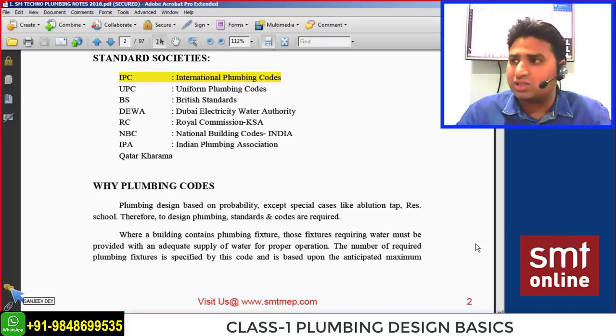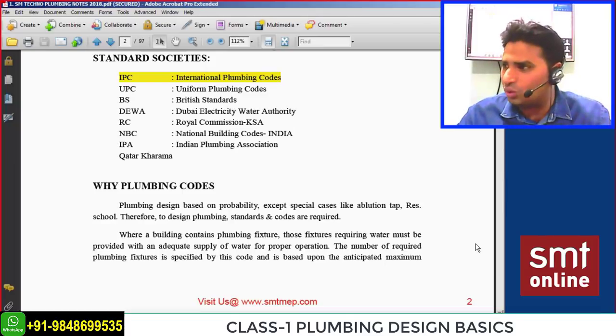So this is the ablution tab, a different kind of case. I can say this is a peak demand. I'll not be designing this kind of thing on a probability basis because this is a very high demand. Peak demand means that I know all the fixtures in that area are used at the same time, all the fixtures.